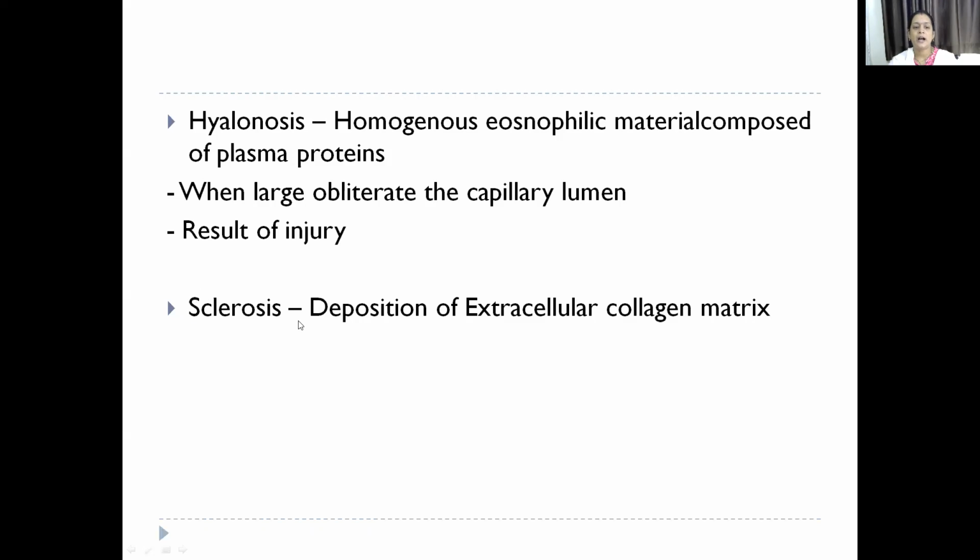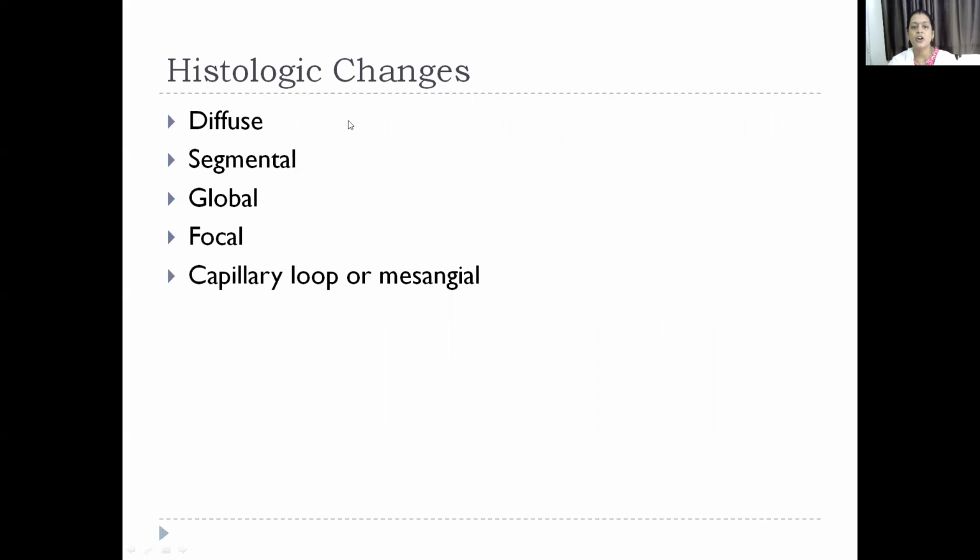Then coming to the other ones: one, hypercellularity; two, basement membrane thickening; three, hyalinosis; and the fourth one is sclerosis, that is deposition of extracellular collagen matrix. This can be focal, segmental, or diffuse. So the histological changes in glomerular injury can be hypercellularity, basement membrane thickening, hyalinosis, and sclerosis.